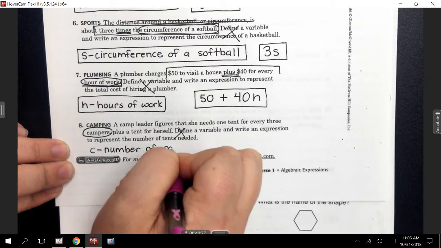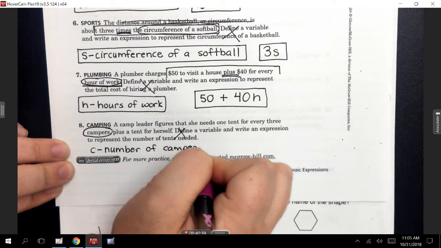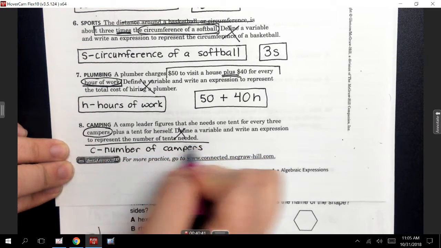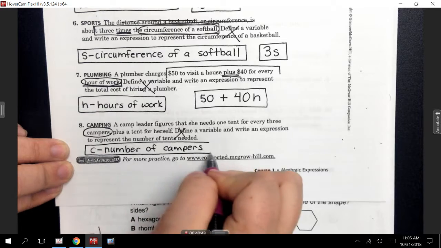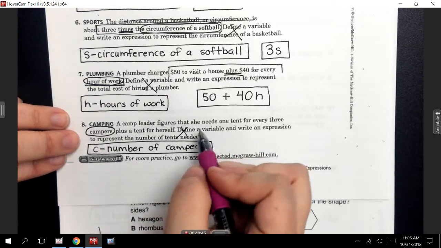So we're going to put C is my number of campers. C is my number of campers. All right. Let's go back and read this again.